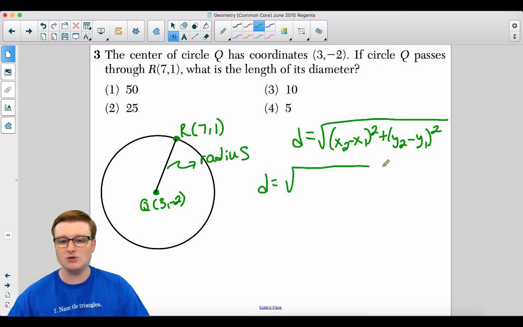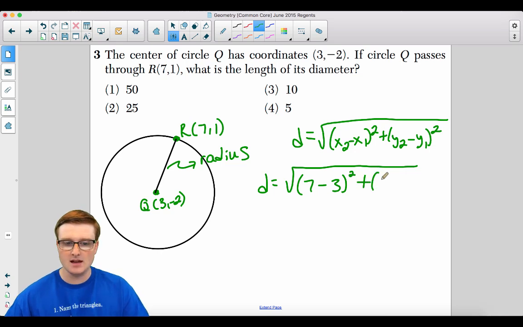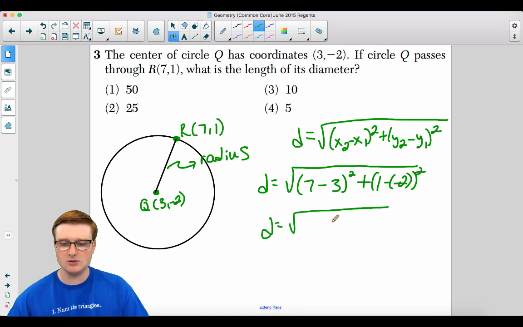So now we are going to just plug in our coordinates. We're going to plug in 7, 1 and 3, negative 2. So plug in my x2, that's going to be 7. My x1 is 3. Square that. And we have 1 minus negative 2. Make sure that if you start with one coordinate, you must start with the other for the y value. So the distance is equal to the square root.